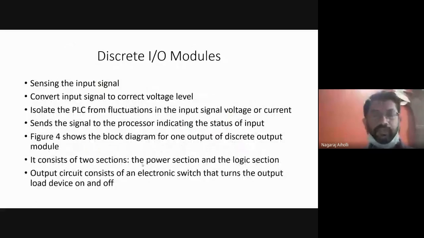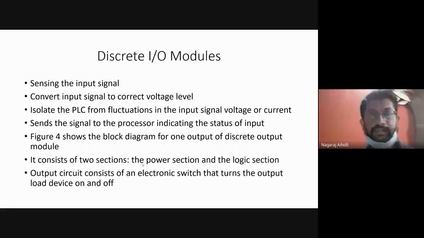Next, this is the input section, what we discussed till now. Next is the output section. We'll go on to the output section. As we have two sections in the input section, the power section and the logic section, on the output side also we have two sections, the power section and the logic section.